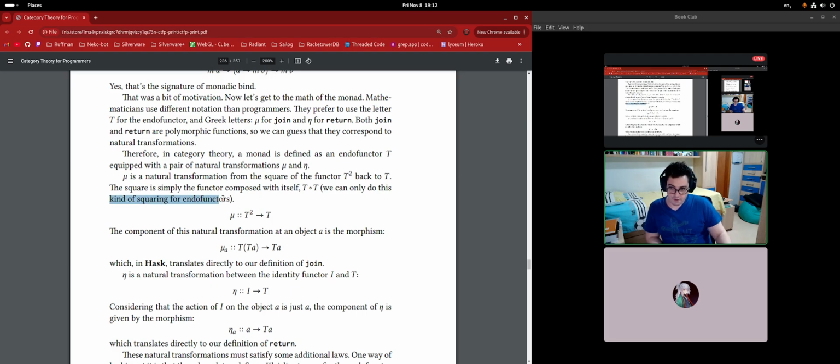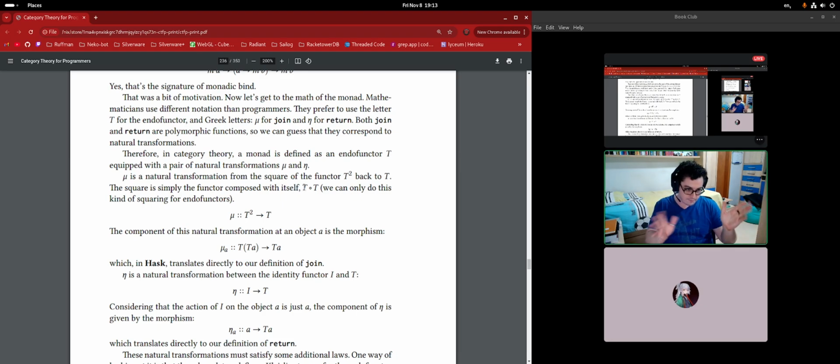Yeah, and we can only do this kind of squaring with endofunctors. Makes sense? Yeah, because otherwise you can't put the outputs of one functor as the inputs to the next one, right? Otherwise, if that was not the case, monads would compose in the general case. I don't think so, actually. I do think so. If this was not T, was another functor, let's say G. No, the point here is it needs to be an endofunctor. That means it needs to go from a category to itself.